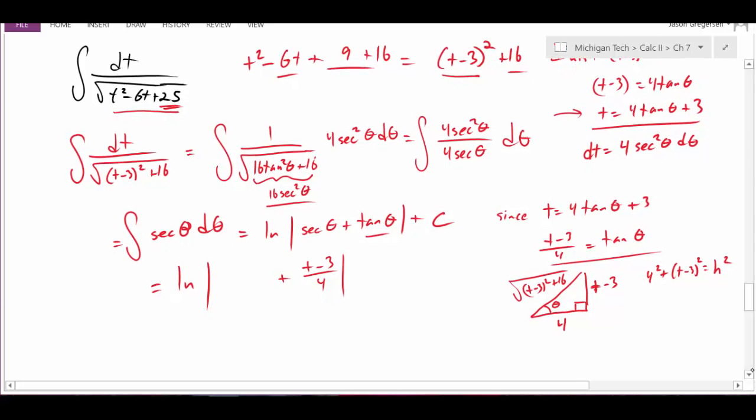Now I can use that to get the value for secant. Secant of theta is 1 over the cosine of theta, and cosine of theta is the adjacent over the hypotenuse, which means the secant should be the hypotenuse over the adjacent. So the result would be 1/4 times the square root of t minus 3 squared plus 16. And that should be our value for secant of theta. And so now I can plug that in over here into my integrand. T minus 3 squared plus 16. All that stuff plus some constant value.